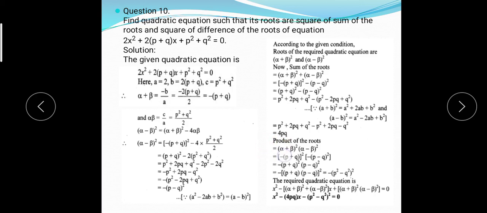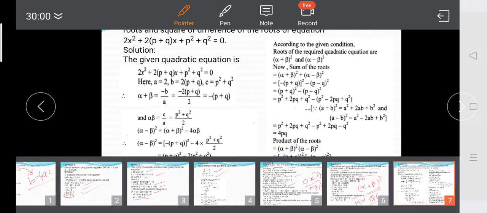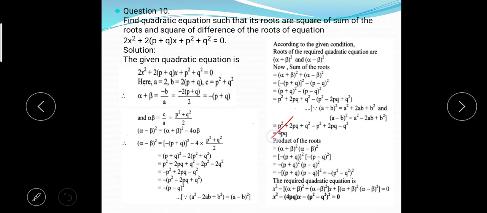So it is equal to this p square, and this minus p square cancels out, this q square and minus q square also cancel out. So after cancelling, again see, p square minus p square cancels out, q square minus q square cancels out. So you will get 4pq. So that is the sum of the roots. Now we have to find out the product of the roots.